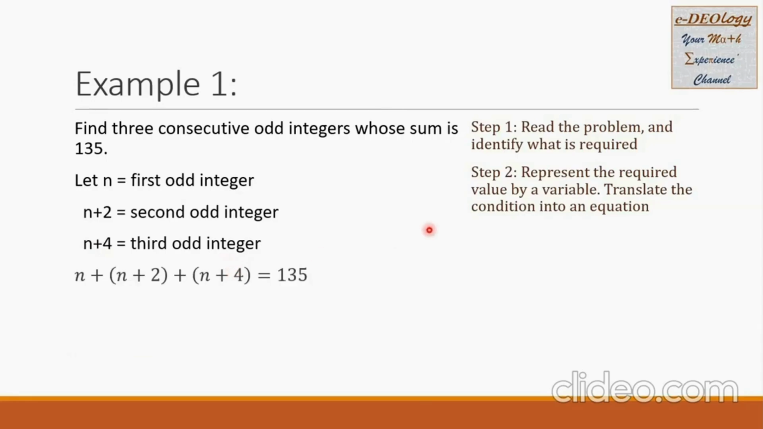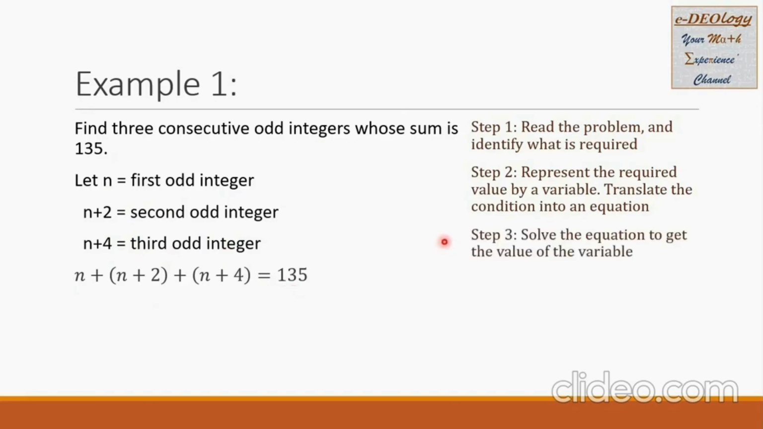Now we will translate the condition into an equation. The problem says the sum is 135. So we're going to put the first odd integer, that is the n, plus the second odd integer, that is the n plus 2, and plus the third odd integer, that is the n plus 4, equals the total of 135.